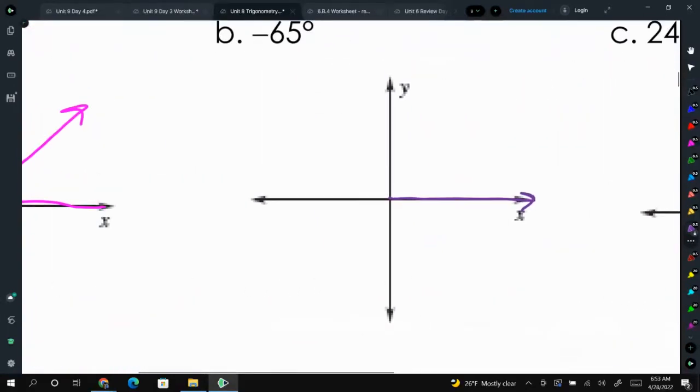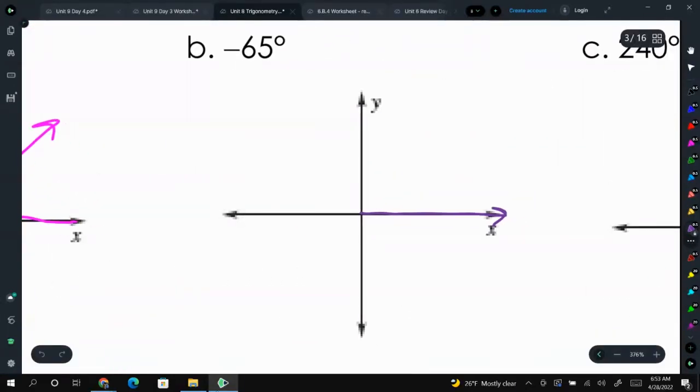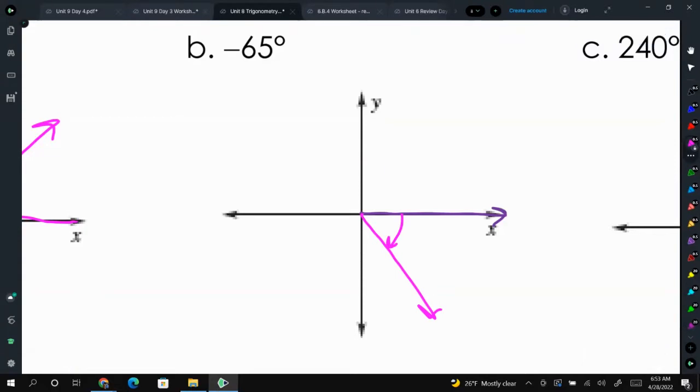So going negative 65 degrees, we know will be a little bit less than going fully negative 90. So we're just going to estimate it's closer to negative 90 than it is to 0 degrees. So maybe about here. That would be our angle measure of negative 65 degrees, because negative angles are going clockwise.